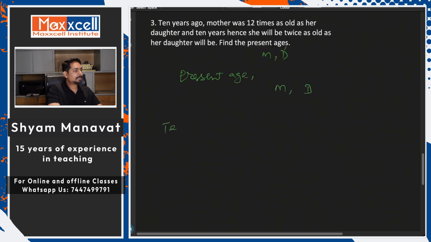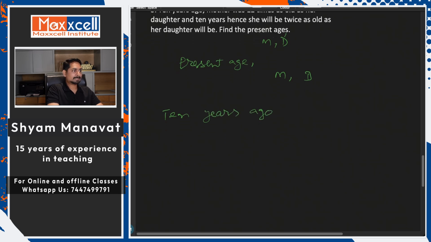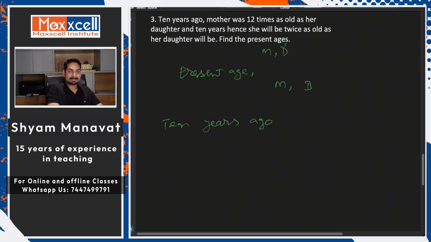Okay, 10 years ago, so mother's age is M minus 10 and daughter's age should be D minus 10. 10 years ago, back in time. Mother was equal to 12 times, means 12 multiply as old as her daughter. 12 multiply by daughter's age 10 years ago, which is D minus 10. Let's call this equation number 1.